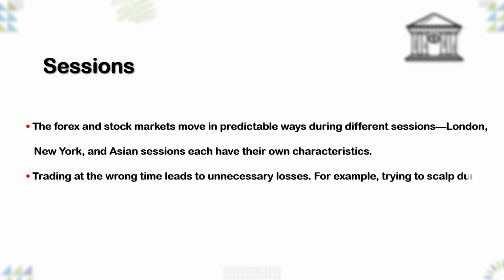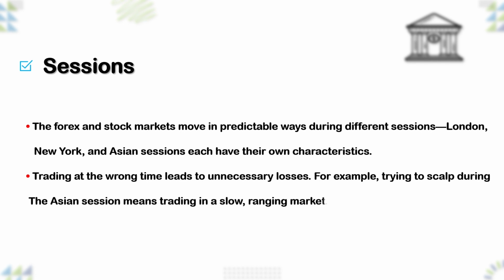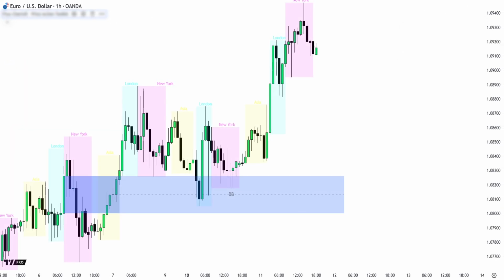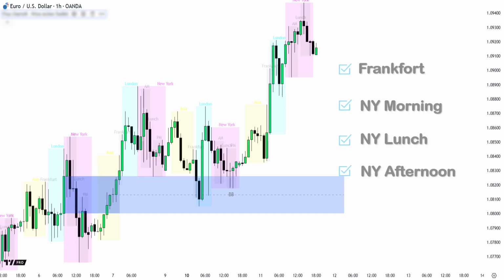For example, trying to scalp during the Asian session means trading in a slow, ranging market. With this indicator, not just important session times are automatically marked for you, but it also includes Frankfurt and 3 more. So you can have a deeper analysis to know exactly when the real moves happen.